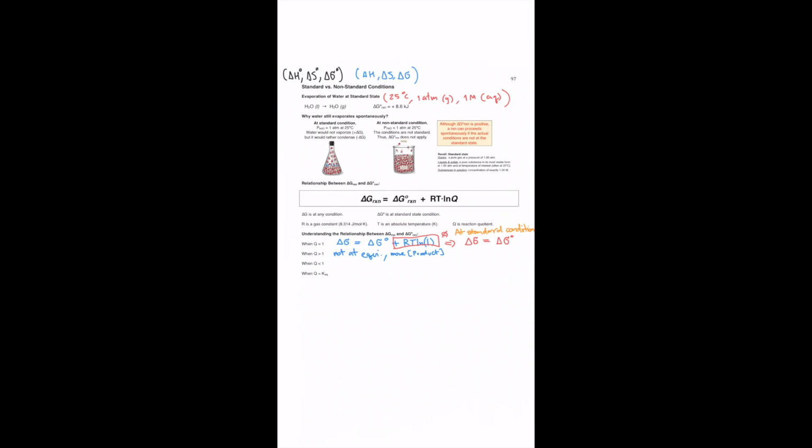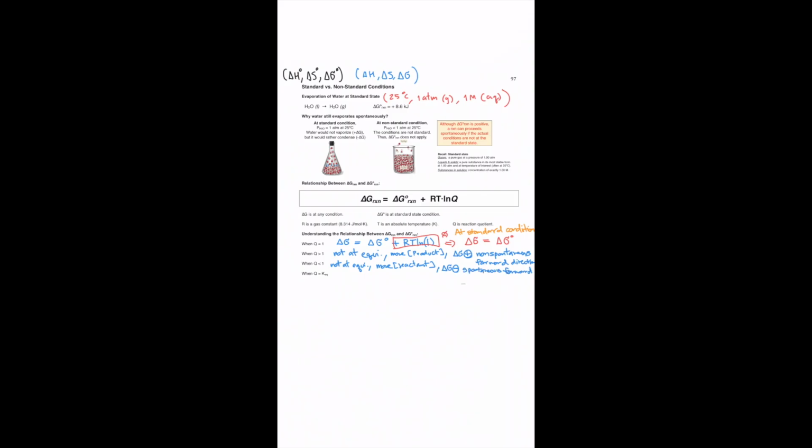Therefore, in this case, delta G of the non-standard condition would be a positive value, indicating that this reaction would be non-spontaneous in the forward direction. On the other hand, when Q is less than 1, it indicates that this reaction is not at equilibrium yet. At this point of the reaction, there is more concentration of the reactant than the product. So the reaction will shift toward making more of the product. So the delta G would be a negative value because it's going to be spontaneous in the forward direction.